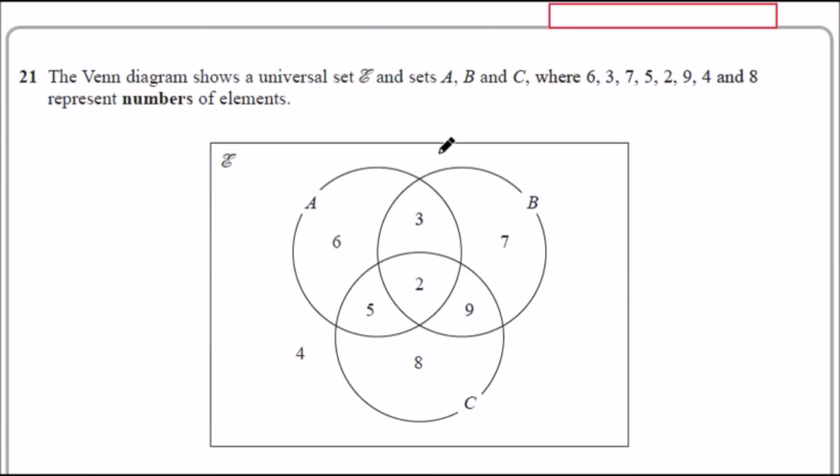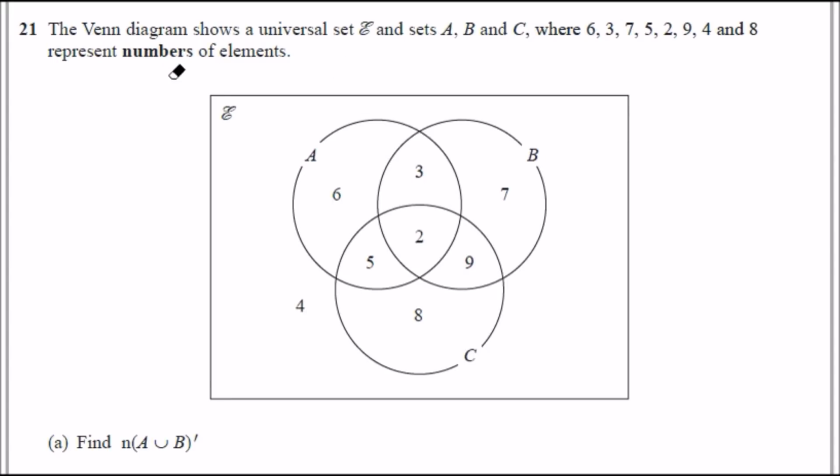Let's move on. Okay, question 21. So the Venn diagram shows a universal set epsilon, I think it's epsilon, I'm never too sure really, and sets A, B, and C, where 6, 3, 7, 5, 2, 9, 4, and 8 represent numbers of elements. Okay. So here's our triple Venn. You've got A, B, and C, and you've got 4 outside the 3 Venns.